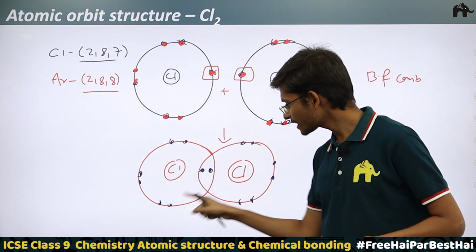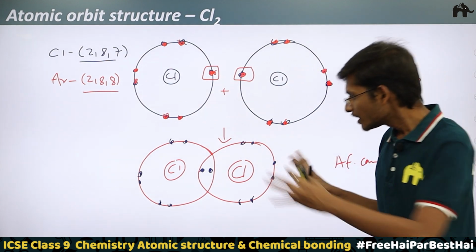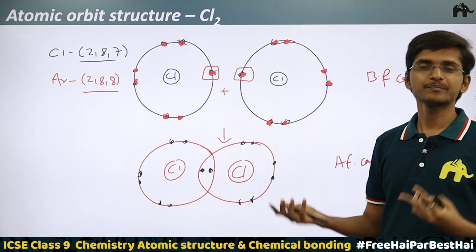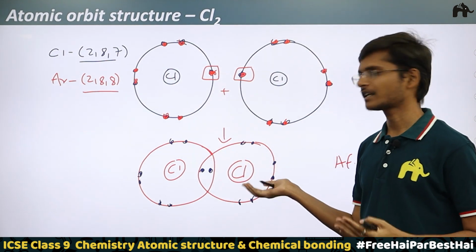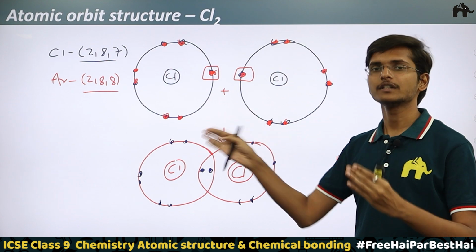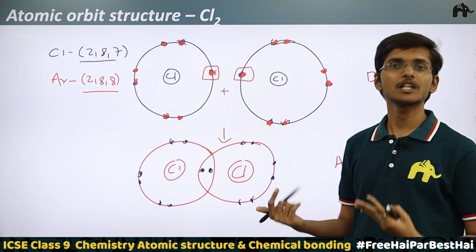This chlorine has 6 and 7, 8 electrons in its outermost shell. Because of this sharing, both of them are attaining the octet, or I can say attaining the electronic configuration of the nearest noble gas, and thus becoming stable.